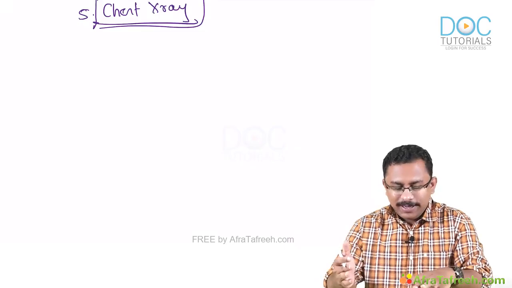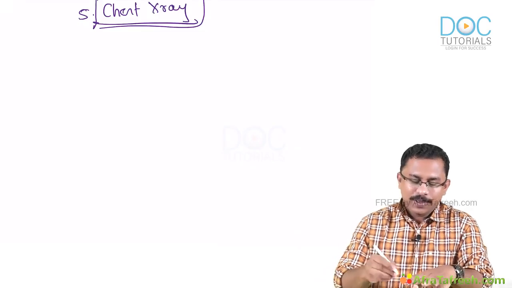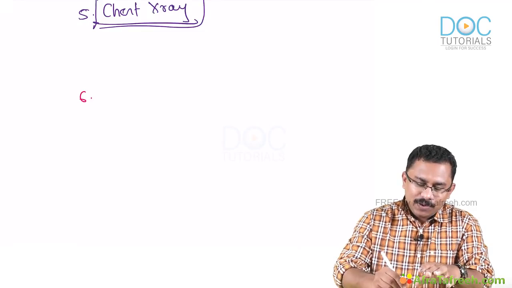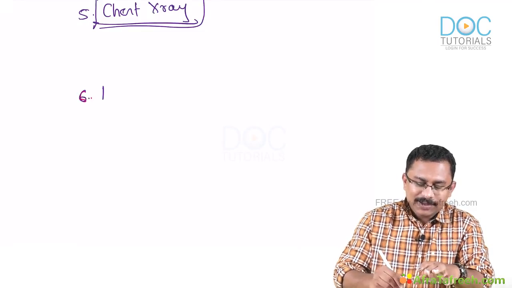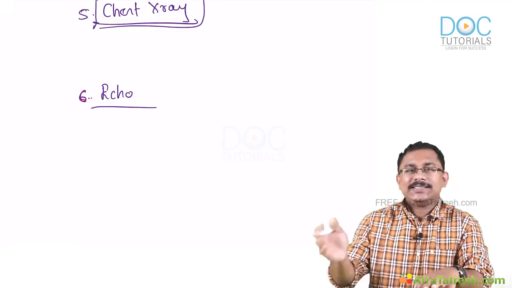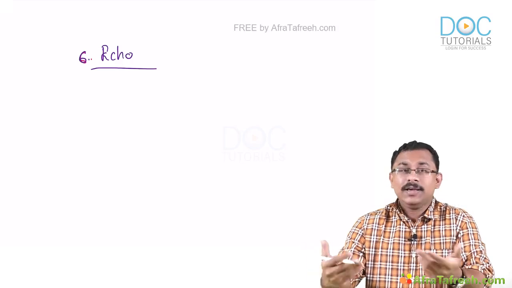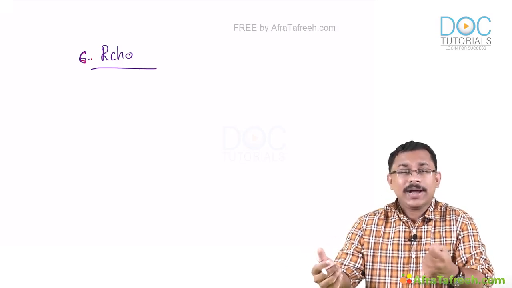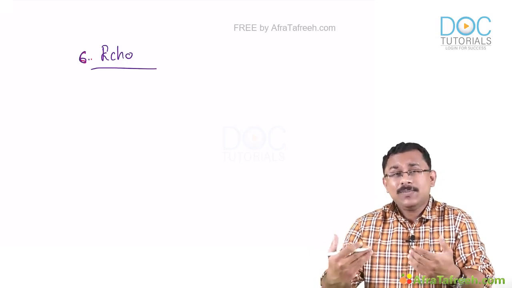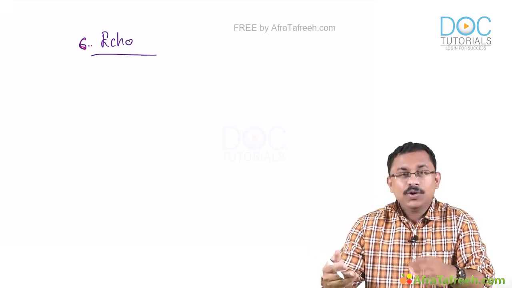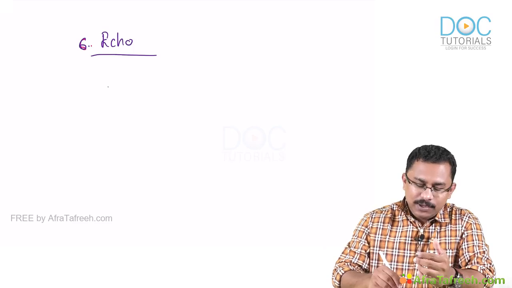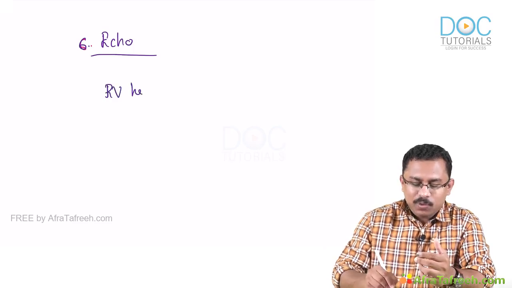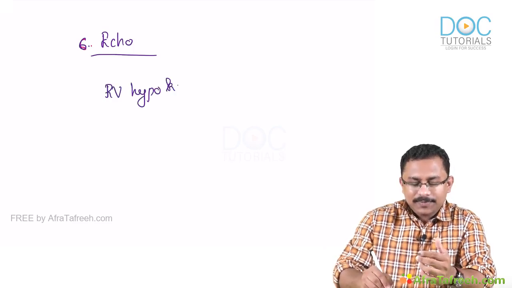So you can go for the chest X-ray, I have told you. And what about the echo? See, if you have a scenario where the echo machine is available at the bedside itself, it is well and good. At the time of an acute pulmonary embolism itself, you can do an echo. In fact, that is very much advised also. So when you do an echo, what are you going to find? You are going to find RV hypokinesia and dilatation.